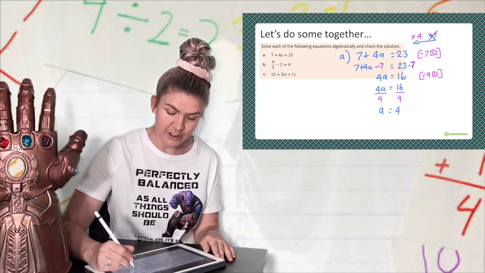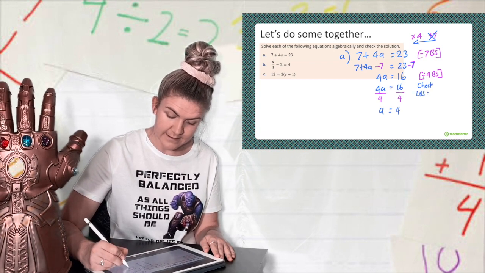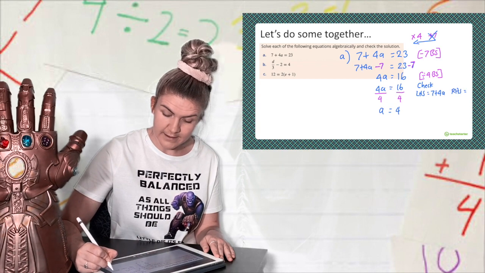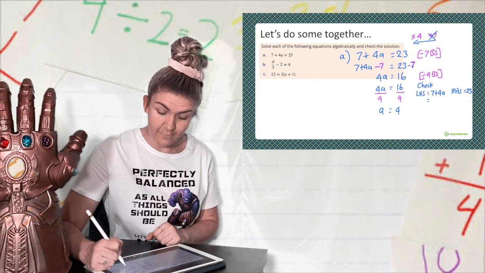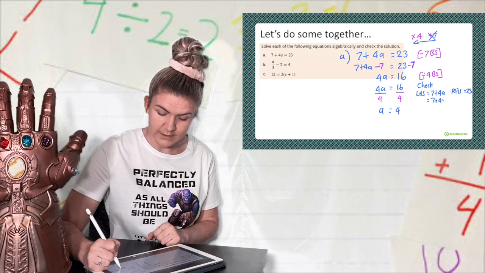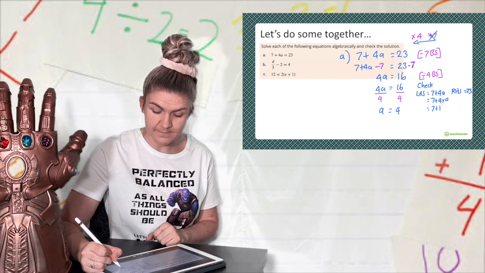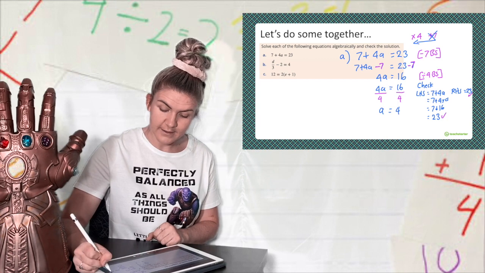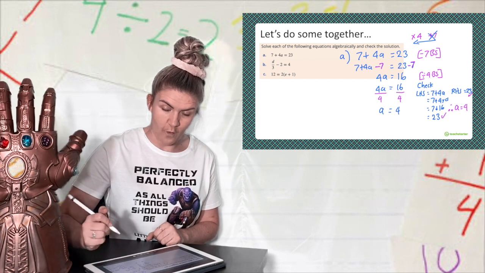But now I need to check. My left-hand side is 7 plus 4a, and my right-hand side is 23. And I think a equals 4. So 7 plus 4 times 4. BODMAS, I've got to do the times first. 4 times 4 is 16. 7 plus 16 is 23. I've gotten it correct, and therefore a equals 4.